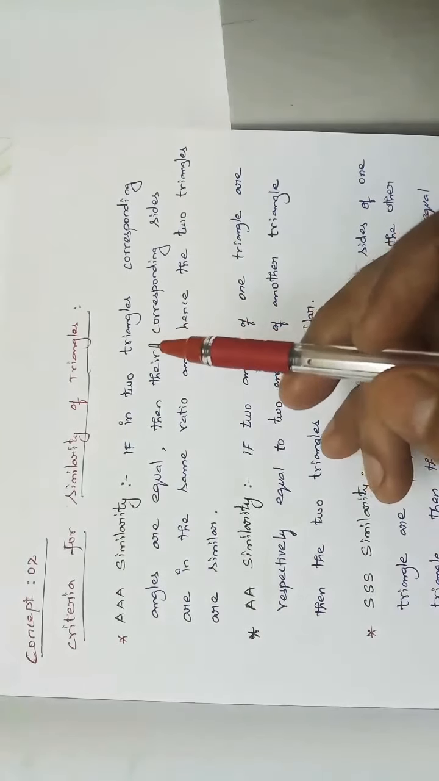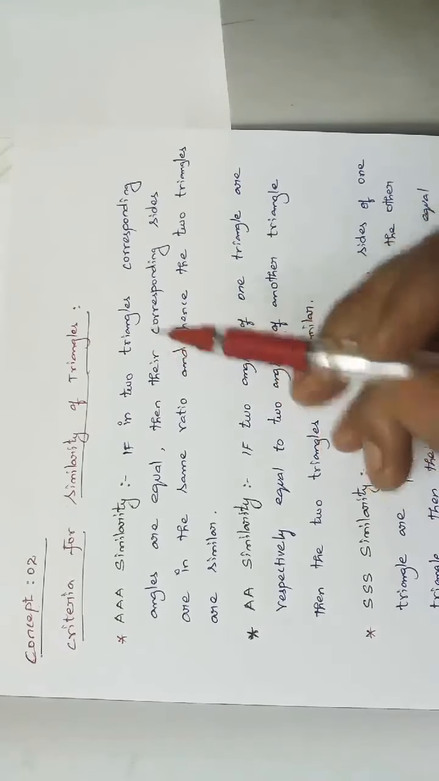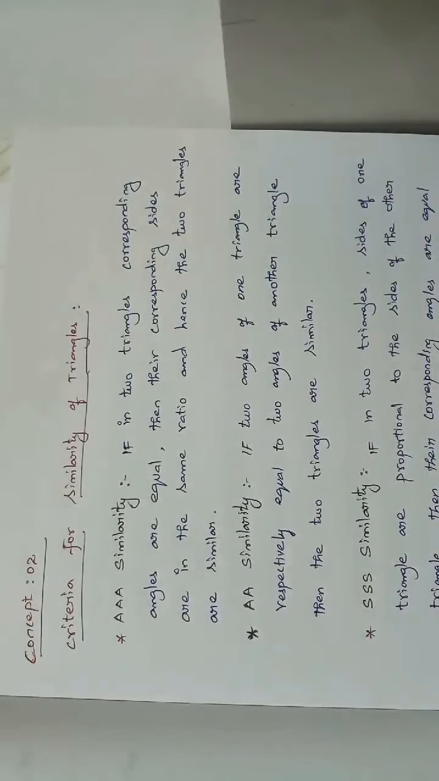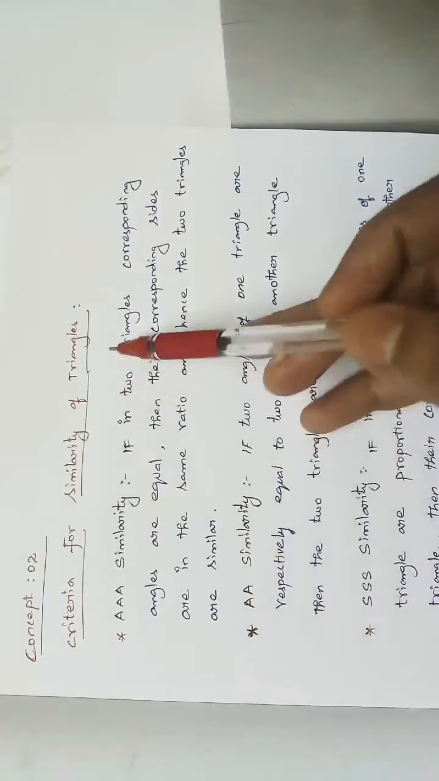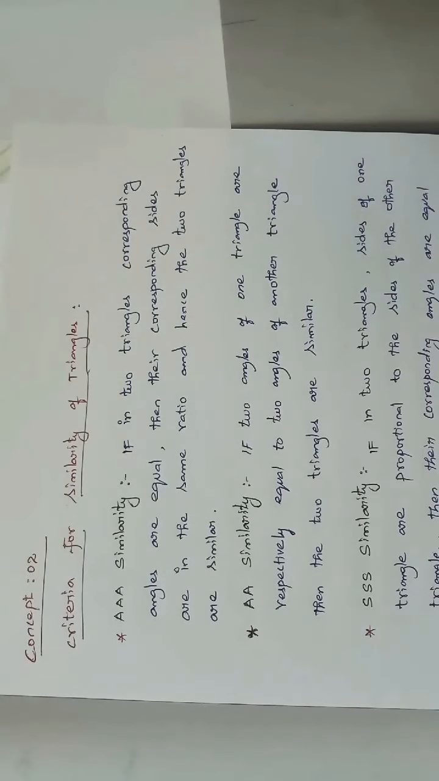So today we are going to see the second concept fully. You are going to see the criteria for similarity of triangles. Totally we are having 4 criteria.